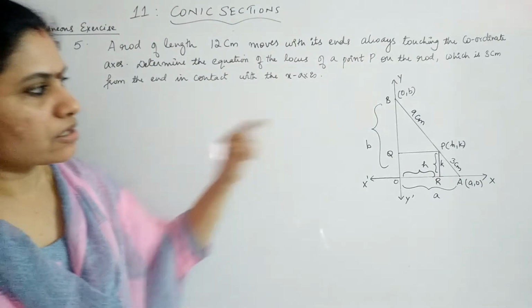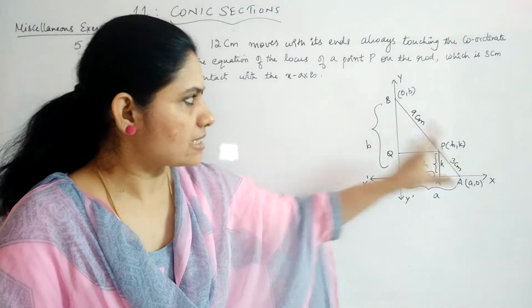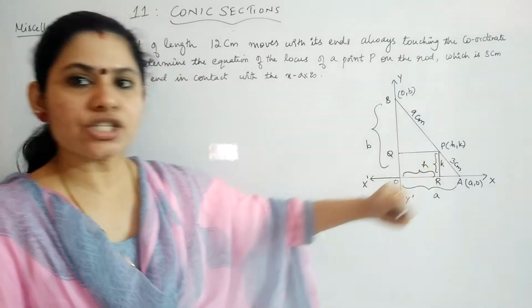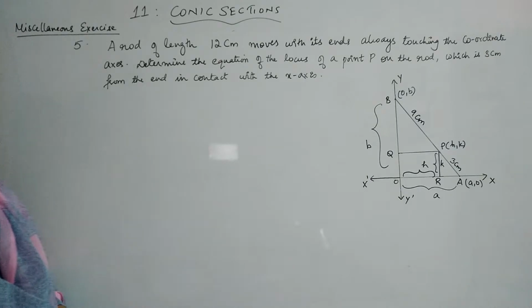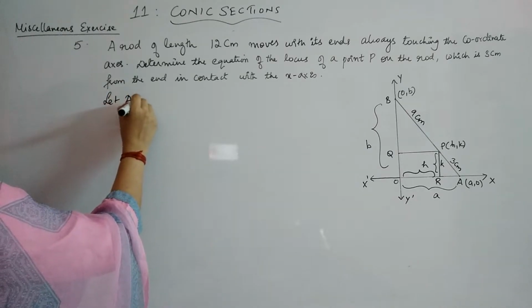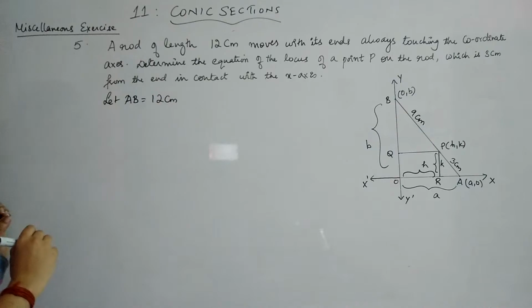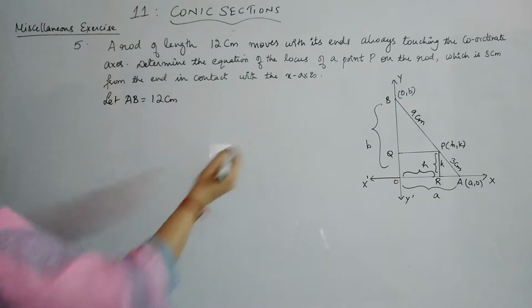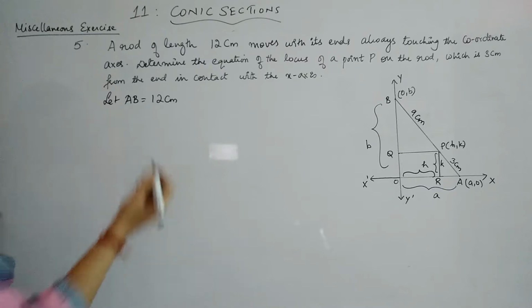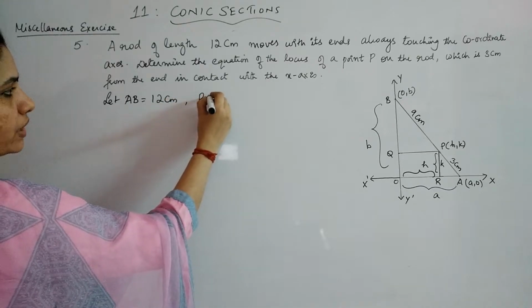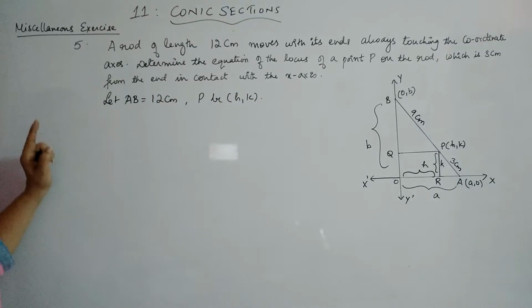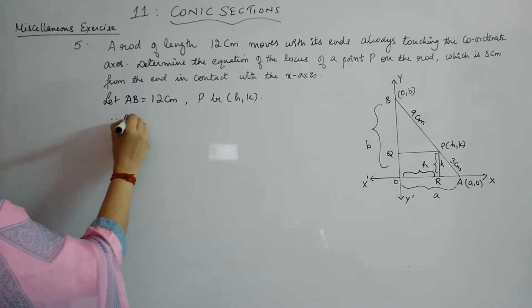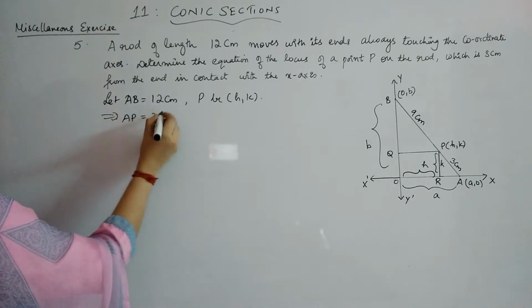Now first we will find out h comma k using the section formula, because this P is dividing the total line segment AB in the ratio 9:3. We can use the section formula to find the coordinates of P, h comma k. Let AB be the rod which is 12 centimeters, and let P be 3 centimeter away from A. So the point P is h comma k. Now first, what will be AP? AP is 3 centimeter, which is given in the question.